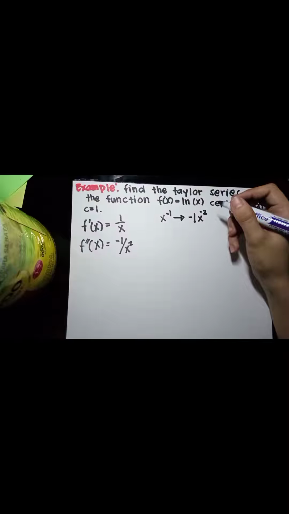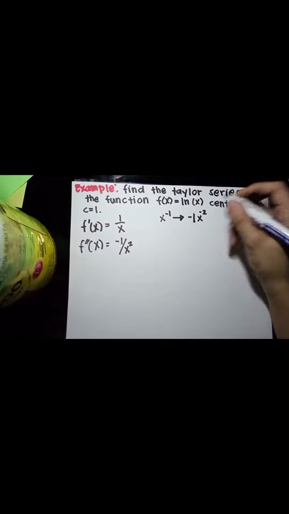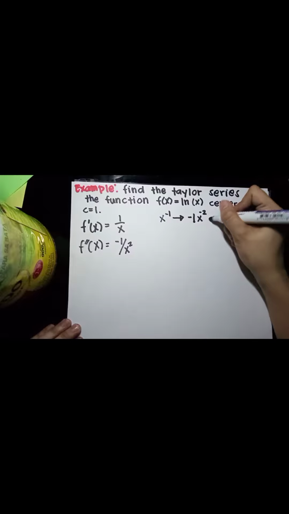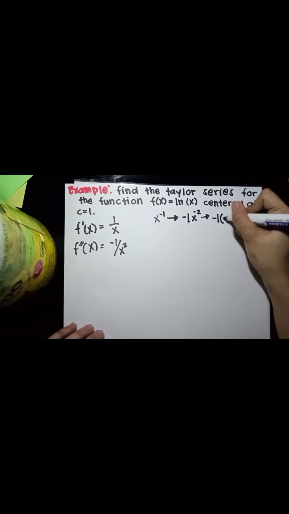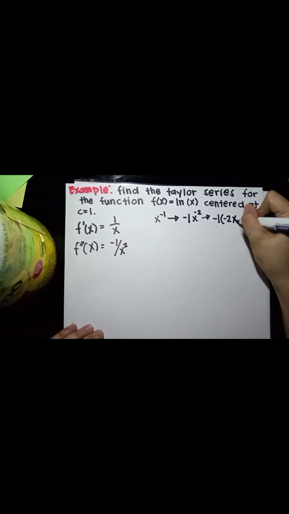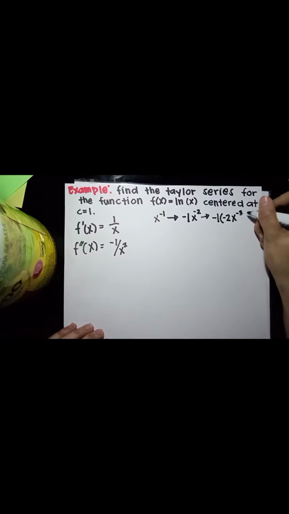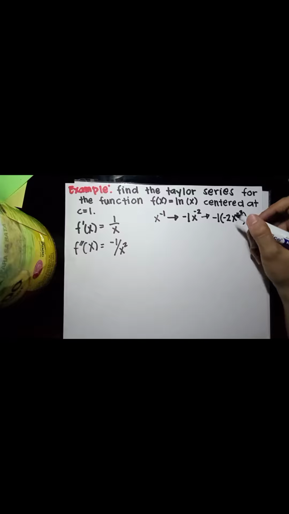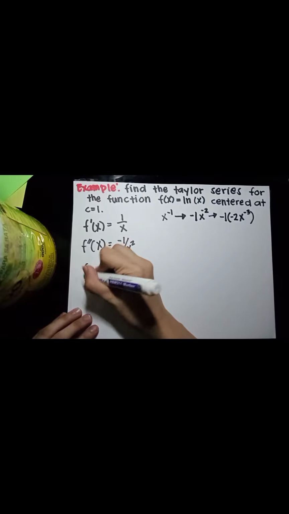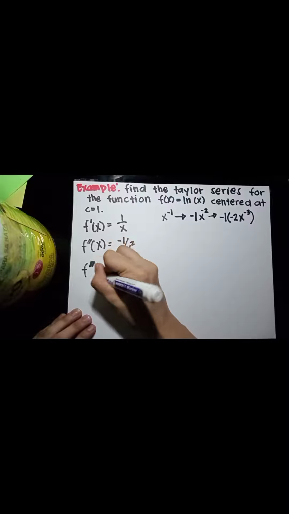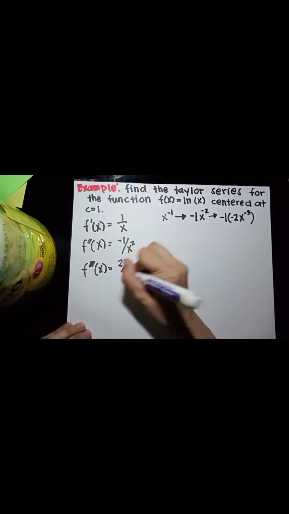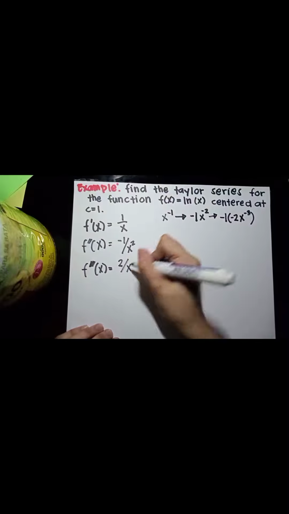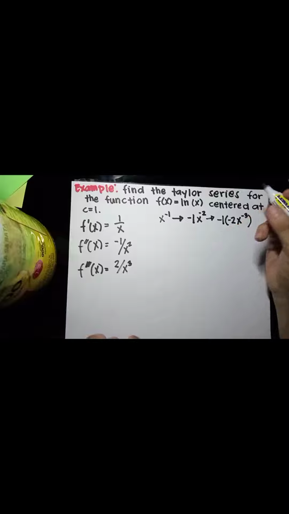Then for the third derivative, we will use the power rule again. Negative 1 times negative 2 x. So f third prime of x is equal to 2 over x cubed.